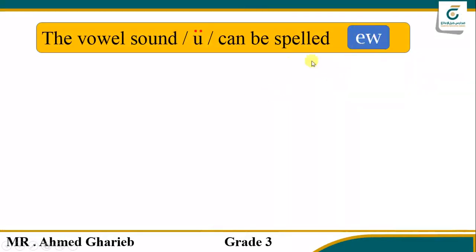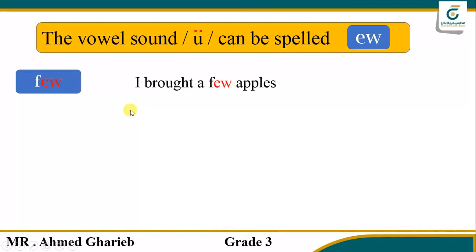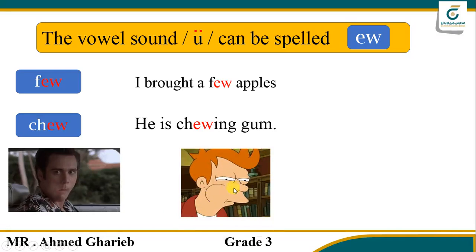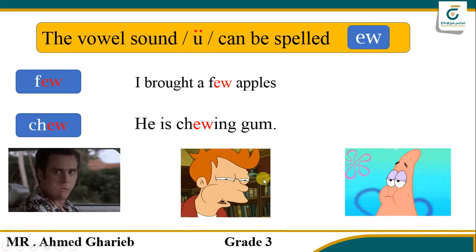Also, EW can make the sound oo. For example, few. I brought a few apples. Chew. What's the meaning of chew? Look at this. Chew means to crush food into small pieces in your mouth with your teeth. This is the verb chew. He is chewing gum. Alright. So EW can give the sound oo, as in few and chew.